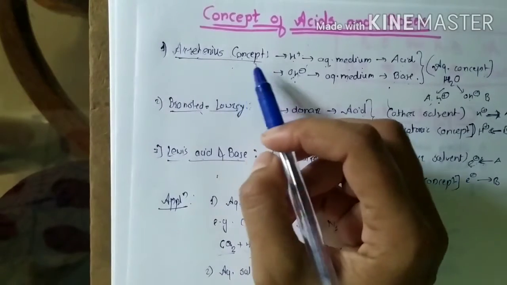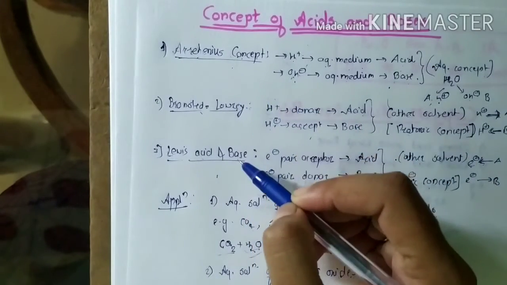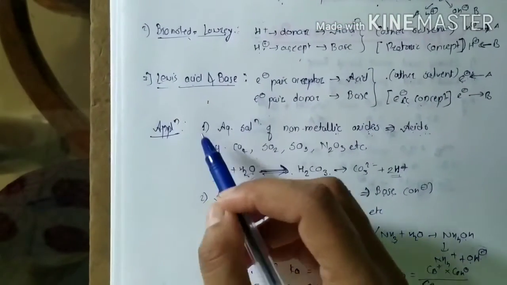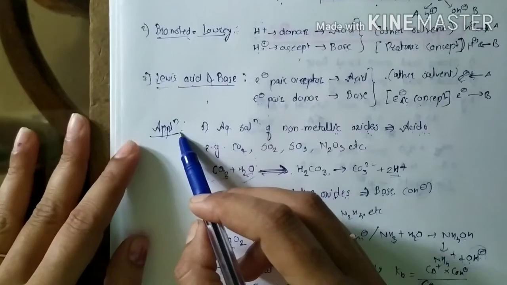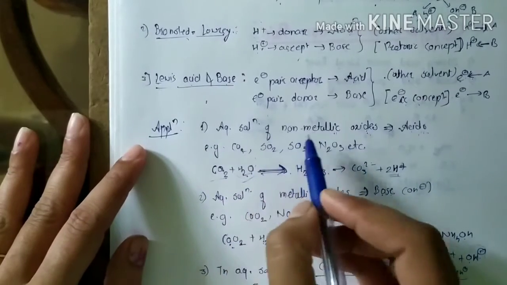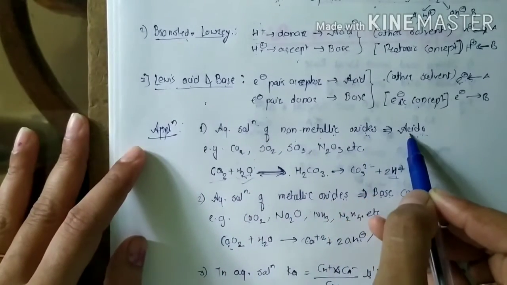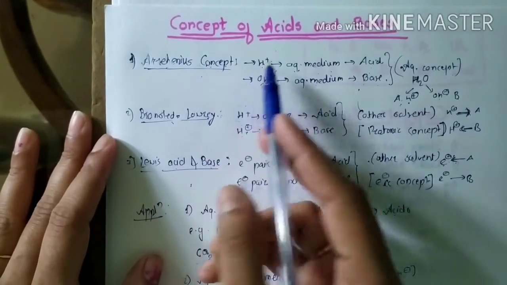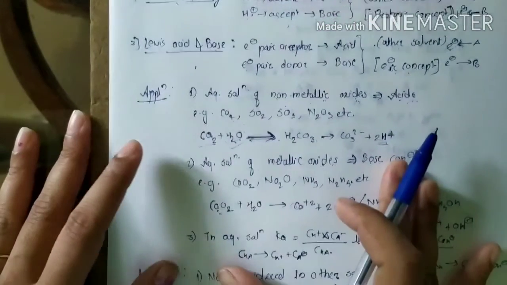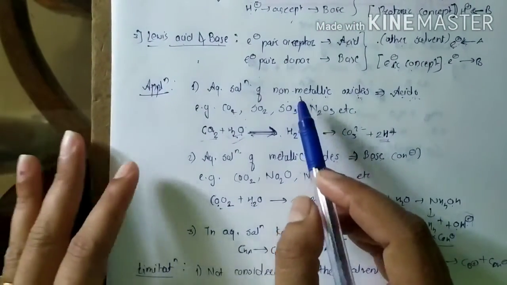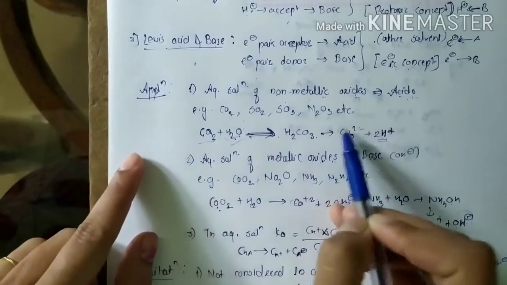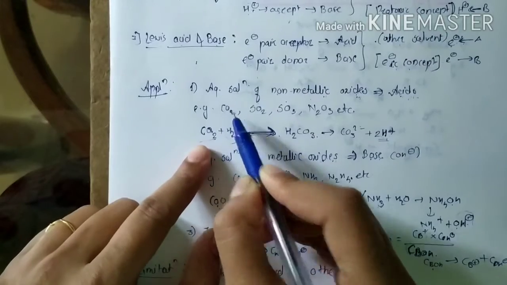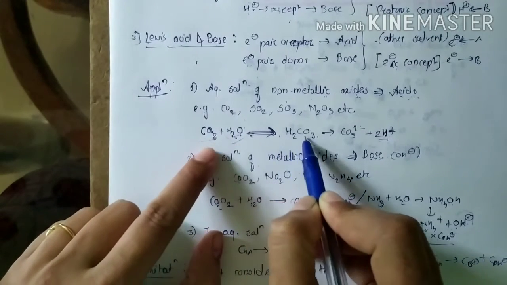As we have the Arrhenius concept, why do we need to know about the Bronsted and Lewis acid-base concepts? For this, first we look at the applications of the Arrhenius concept. The application is that in aqueous medium, non-metallic oxides act as acids. We know the Arrhenius concept says that if H plus ion is given in aqueous medium, then we call it an acid. So non-metallic oxides also have to give H plus ion in aqueous medium to act as an acid. For example, carbon dioxide, when dissolved in water, gives H2CO3.